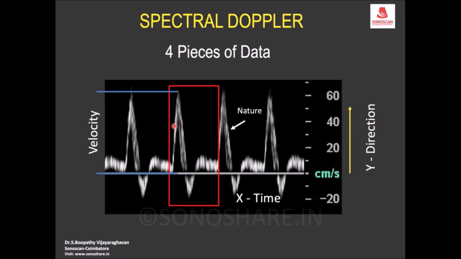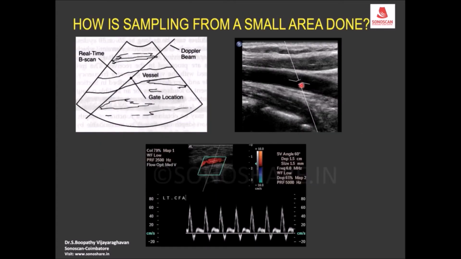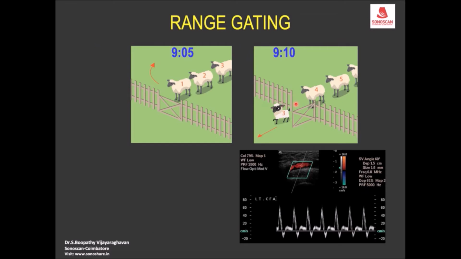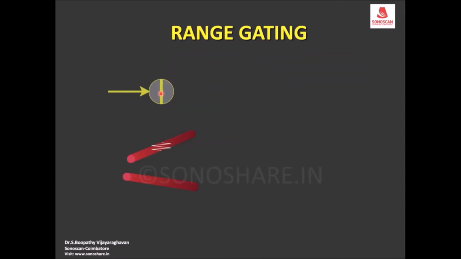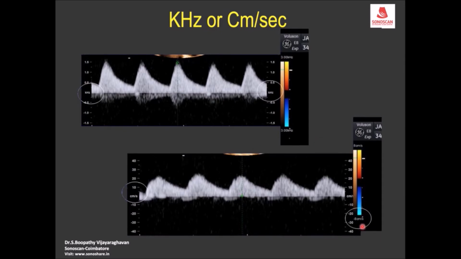So that is assessed by this line, the spectral line. The sampling is done only in that area. How is this done? Suddenly the gate opens, so this goat alone can go inside this part of the fence. So similarly, the coming back wave will be allowed to reach the analyzing area of the probe. But whereas when the reflected wave from this vessel comes, the gate here uses centimeters per second.